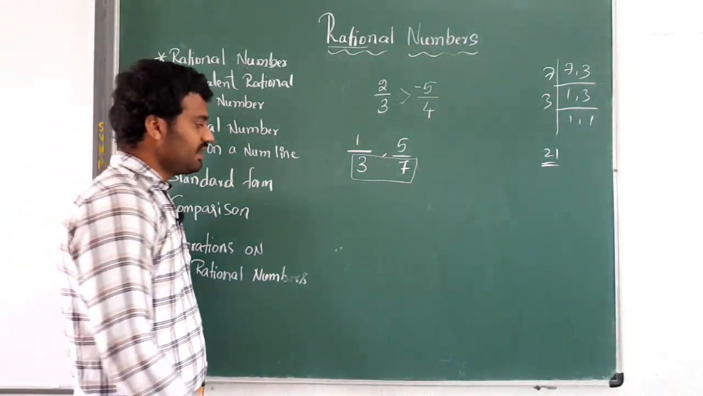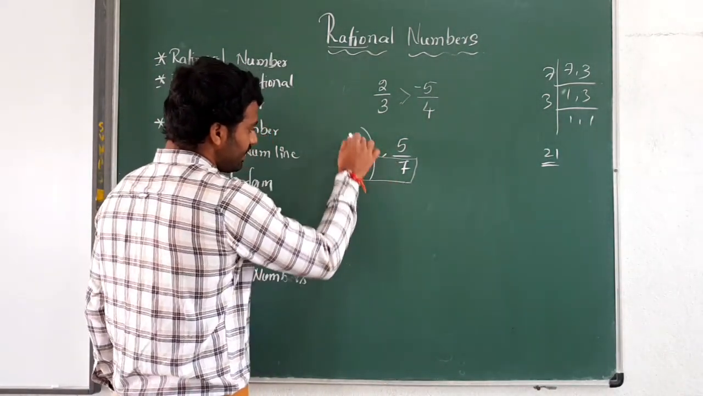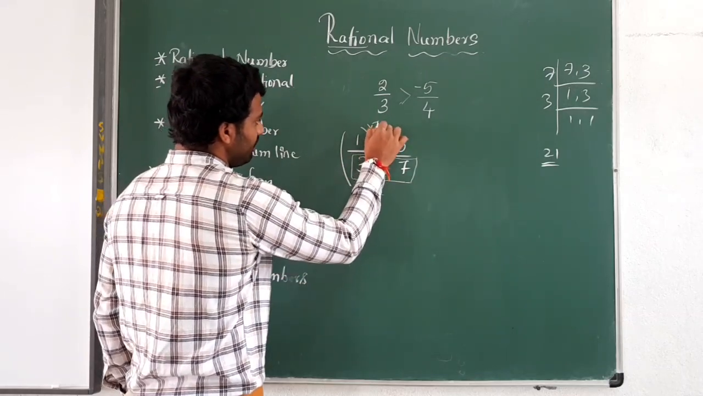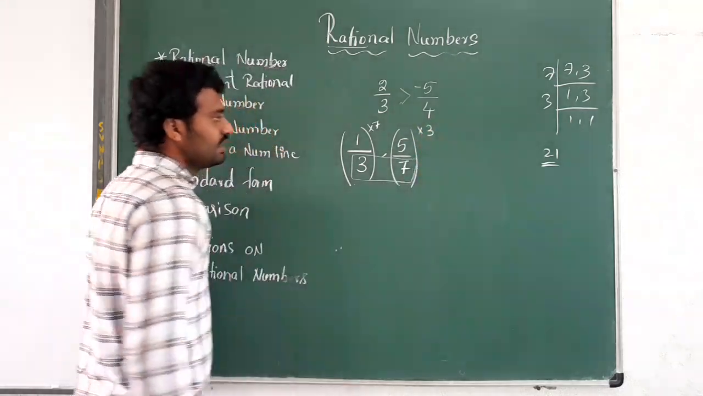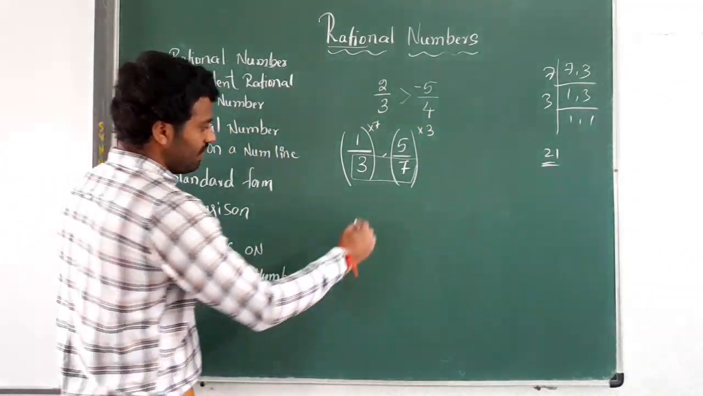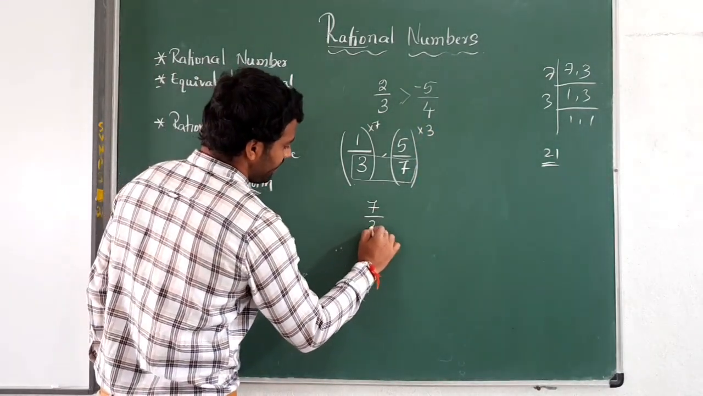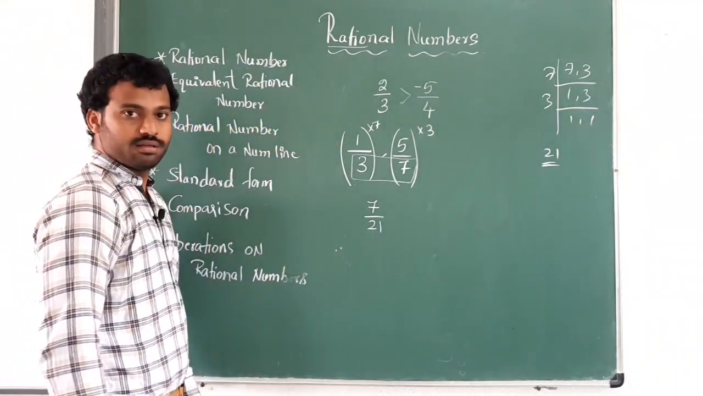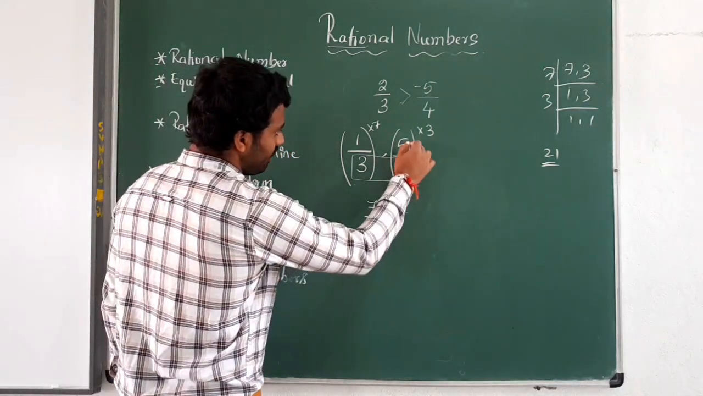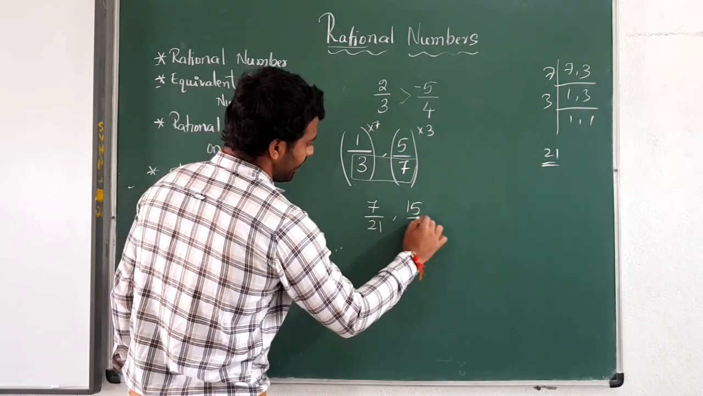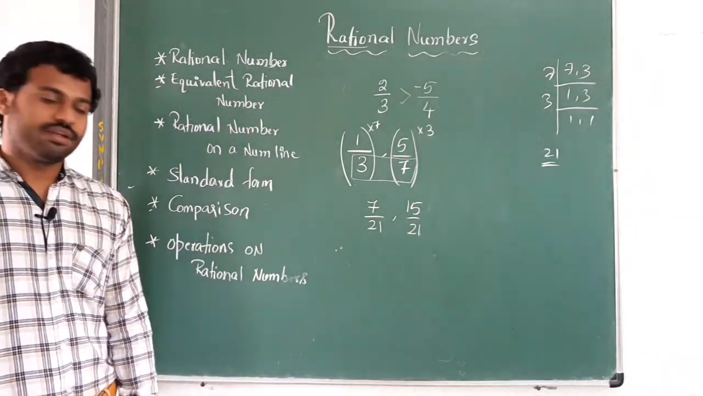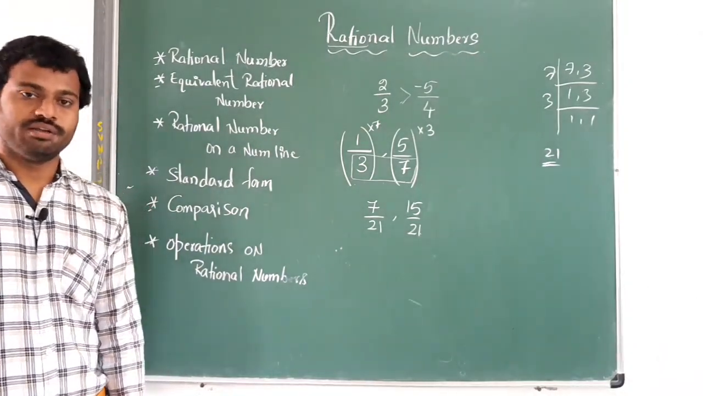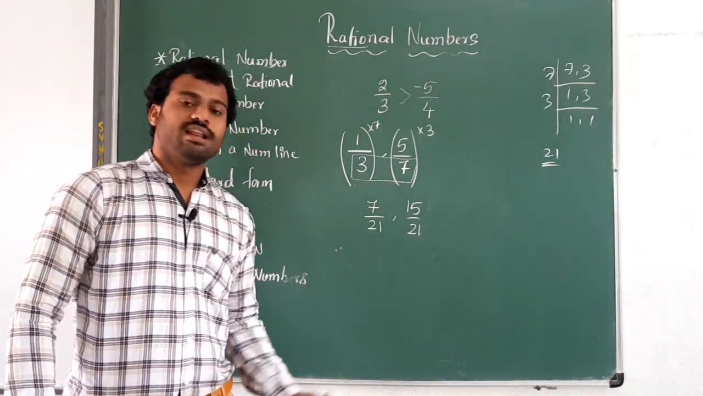So for that what we have to do? For this rational number I should multiply with the 7. For this rational number I should multiply with the 3. Then what we will get? 7/21. Clear or not? So here what I will get? 15/21. So 7/21, 15/21. These two are like numbers.